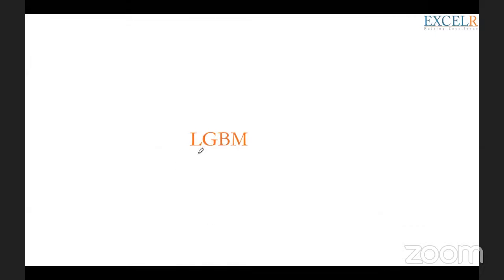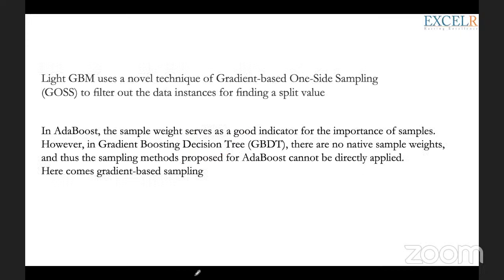Now coming to LGBM. LGBM is a light gradient boosting machine, and this is from Microsoft. LGBM uses a novel technique called gradient based one-sided sampling, that is GOSS. Gradient based one-sided sampling filters out the data instances for finding the best split value. Meaning, what data should be used to build the decision tree?